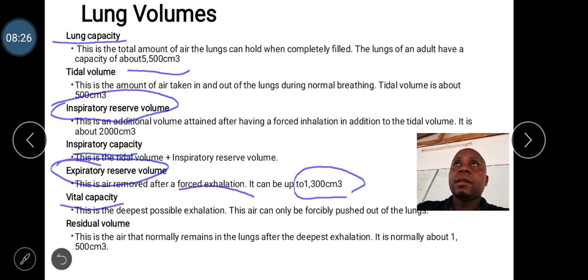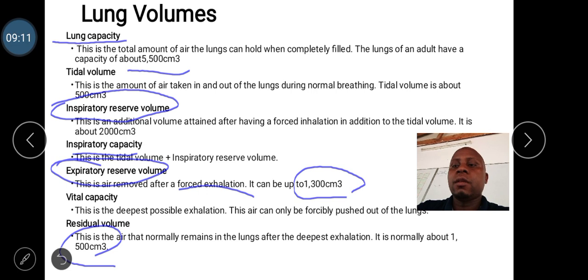Then, if I tell you now breathe out completely. Okay? I'm sure there is still some air remaining in the lung. This is what we call now the residual volume. So residual volume is the amount of air that normally remains in the lungs after the deepest exhalation. After there is deepest exhalation, the amount of air that remains in your lungs is what is called residual volume. This one is about 500 cubic centimeters.